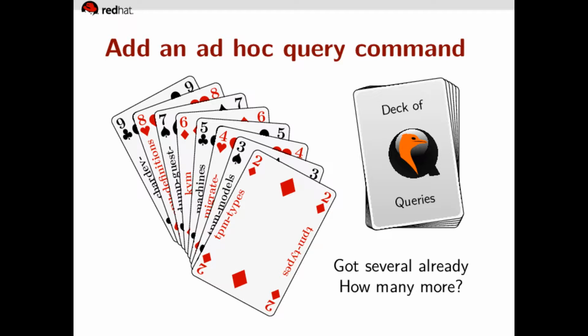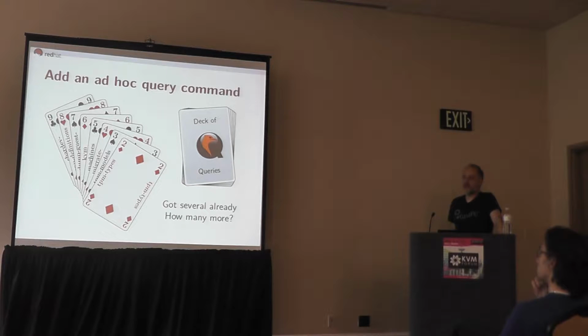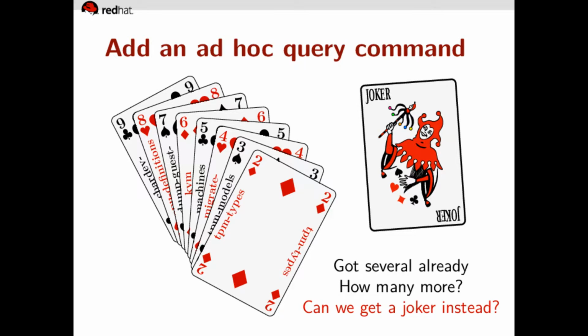So what if all of these techniques fail and we still need to know something? What can we do? Well, there's one thing we can always do. We add a special ad hoc query command that returns whatever we are interested in. And we've done that a couple of times. There's query-cpu-definitions, query-machines, query-tpm-types, query-this, query-that. The question is, how many more of these ad hoc queries do we want? Maybe it's time to add a more powerful query instead.